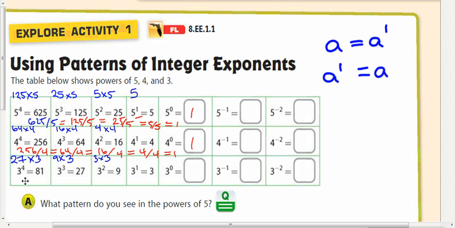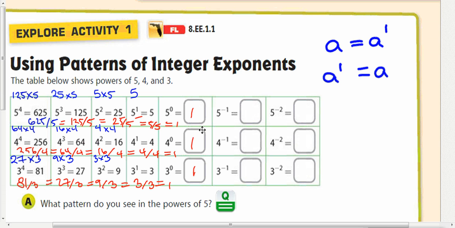With the 3's, 3 to the fourth to 3 to the third, 81 divided by 3 gives you 27. 27 divided by 3 gives you 9. 3 to the second, which is 9, divided by 3 again, to go to 3 to the first, gives you 3. And if I want to go from 3 to the first to 3 to the 0, again, I have to divide by 3. So 3 divided by 3 is again 1. So 3 to the 0 is also 1.